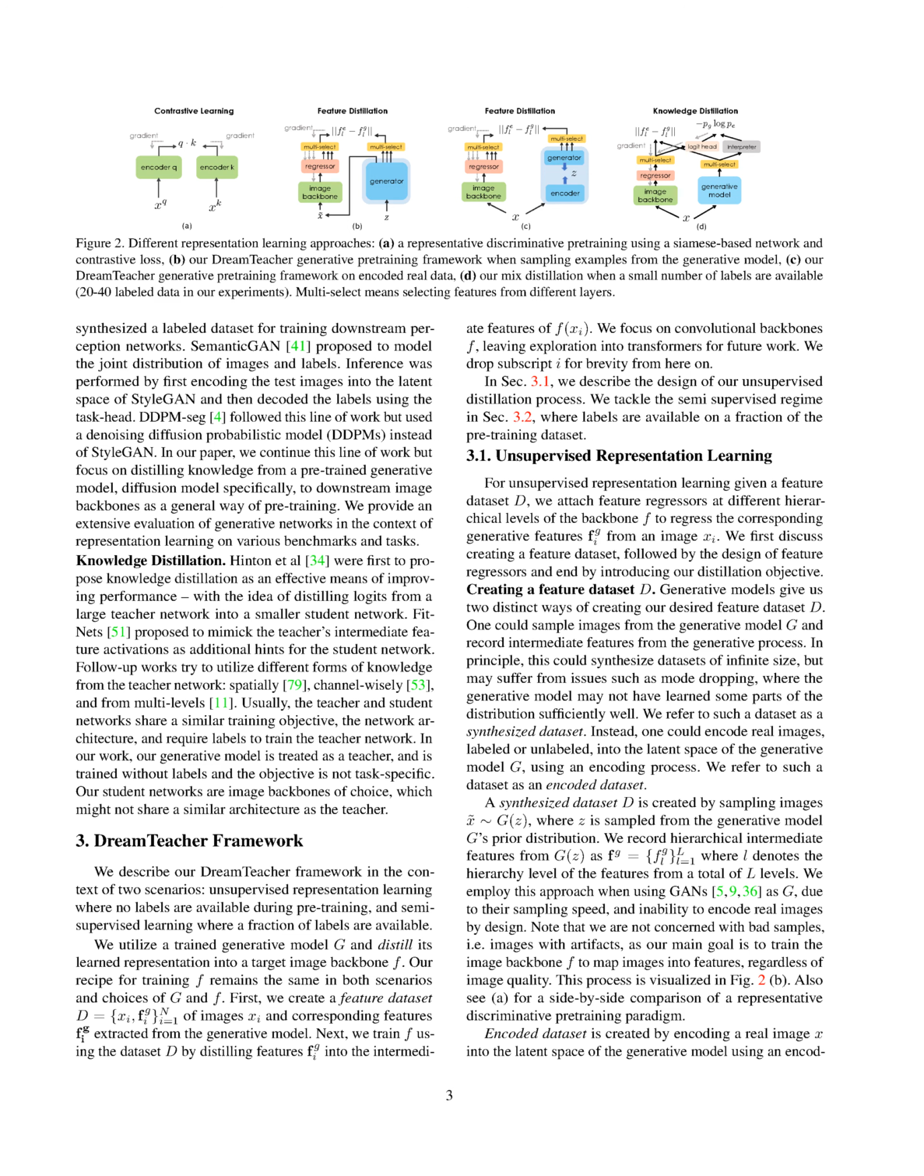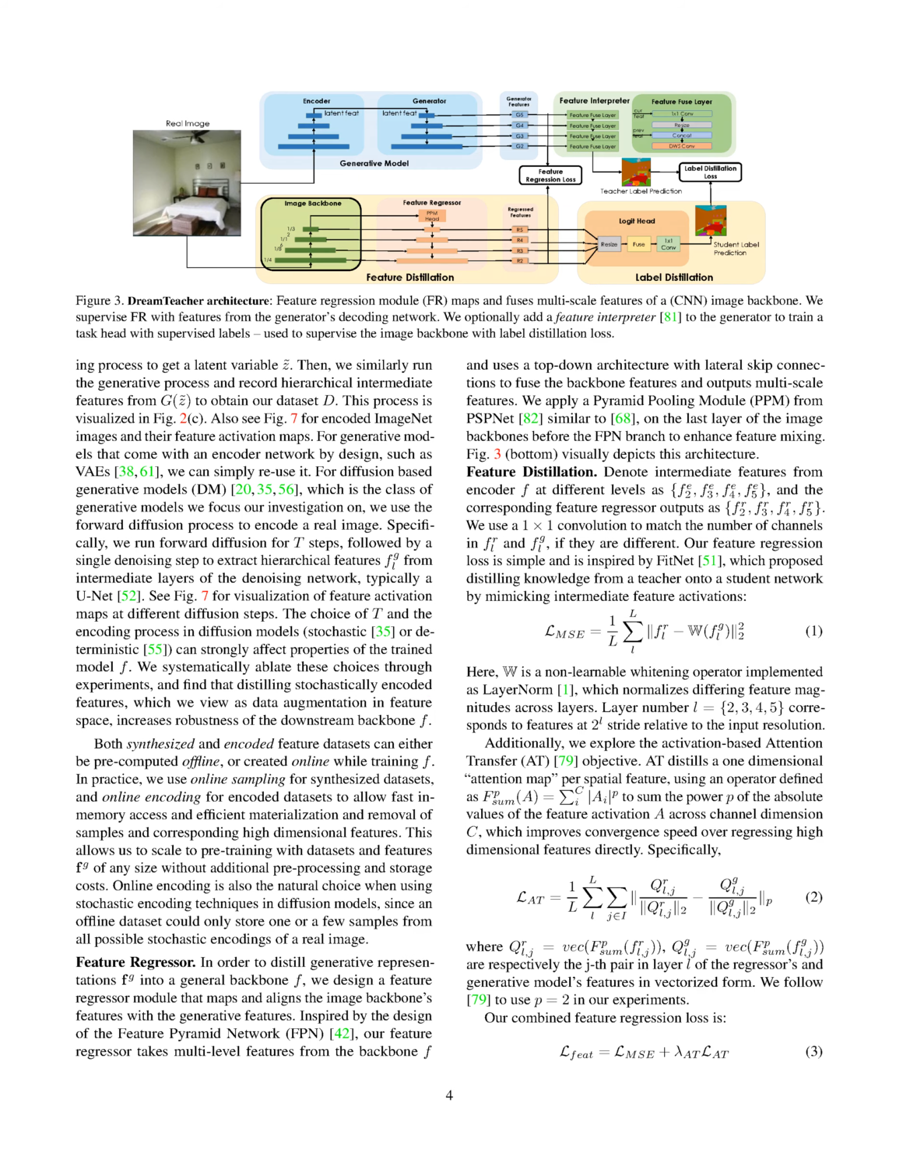For generative models that come with an encoder network by design, such as variational autoencoders, VAEs, we can simply reuse it. For diffusion-based generative models, which is the class of generative models we focus our investigation on, we use the forward diffusion process to encode a real image. Both synthesized and encoded feature datasets can either be pre-computed offline or created online while training the image backbone. In practice, we use online sampling for synthesized datasets and online encoding for encoded datasets to allow fast in-memory access and efficient materialization and removal of samples and corresponding high-dimensional features.